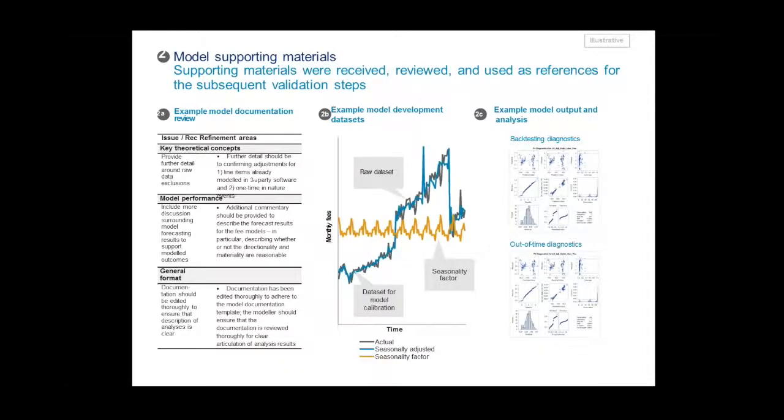And those are the model support materials. If you look at this chart, you can see the data set for model calibration, here is the raw data set, and the seasonality factors applied to this chart. This is an example presentation review that includes key theoretical concepts, key model performance, and general format, and then an example of model development data sets. And that's an example of the output analysis. Usually you can use SAS, R, or MATLAB, all those tools to develop your model.